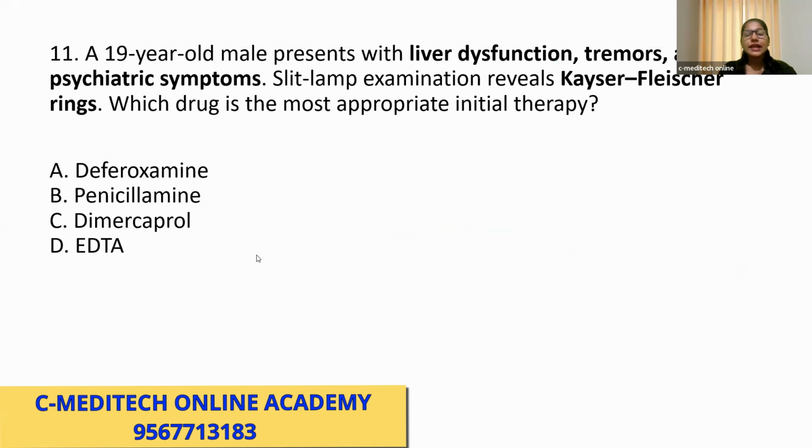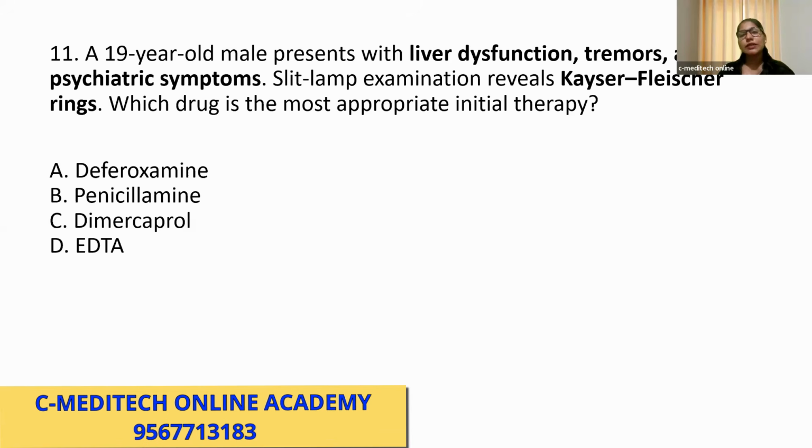Question number 11. A 19-year-old male presents with liver dysfunction, tremors and psychiatric symptoms. Slit lamp examination revealed Kayser-Fleischer rings. Which drug is most appropriate initial therapy? Desferoxamine, penicillamine, dimercaprol, EDTA. Here the patient is having liver dysfunction, tremors and psychiatric symptoms and is also having Kayser-Fleischer rings. Kayser-Fleischer rings are due to copper accumulation around the cornea, that is why this type of rings appear.